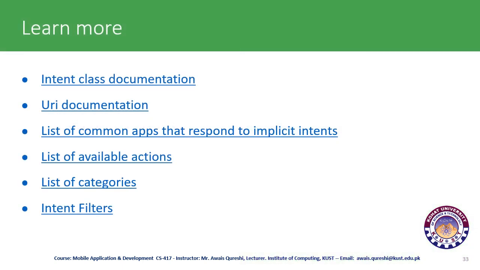You can learn more by going to these links on how we create intents. The whole Intent class documentation is available over here. URI documentation is visible over here. There is also a list of common apps that respond to implicit intents, because not every app is eligible to respond to implicit intents. There are specific apps that respond to implicit intents, so you can use this link and see what those apps are. A list of available actions is also there. This is very, very important.